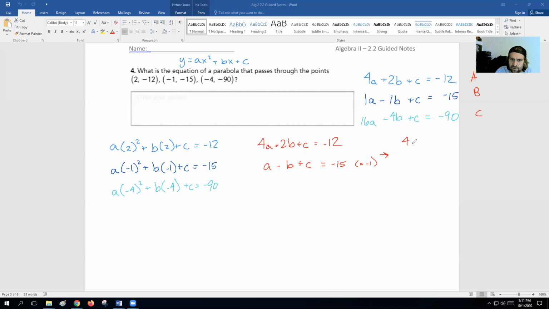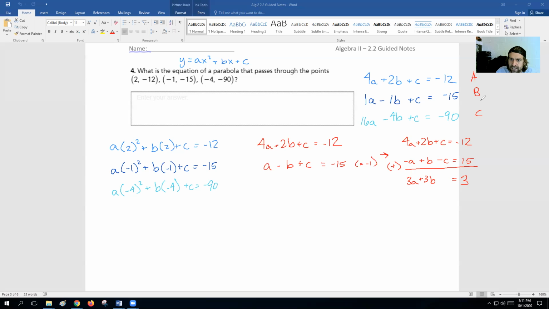So this becomes 4a plus 2b plus c equals -12. And the bottom becomes -a plus b minus c equals +15. So we add them together. 4a plus -a is 3a. 2b plus b is 3b. The c's go away. And -12 plus 15 is 3. Okay, so I did A and B together and I got rid of the c's.